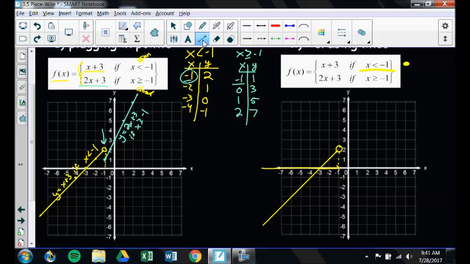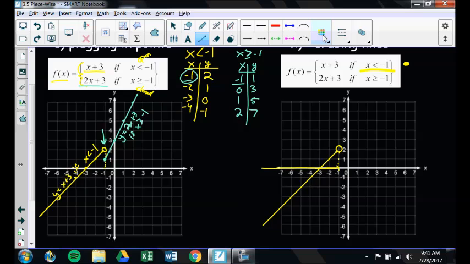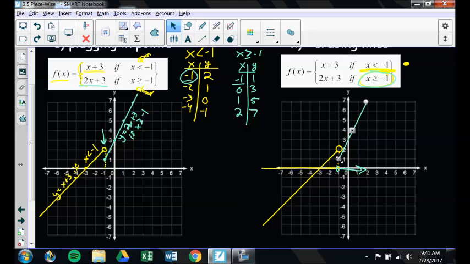Then I'll graph y equals 2x plus 3. 2x plus 3 goes like this. Slope of 2, y-intercept of 3. I'm going to keep everything that goes to the right of negative 1, which is going to be all of this stuff. So I erase, or in my case, shrink this. That's the erasing line method.